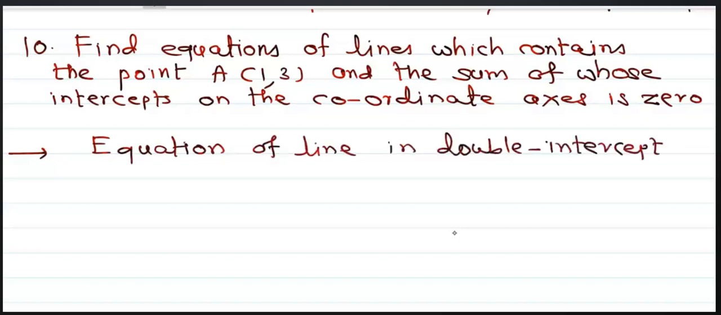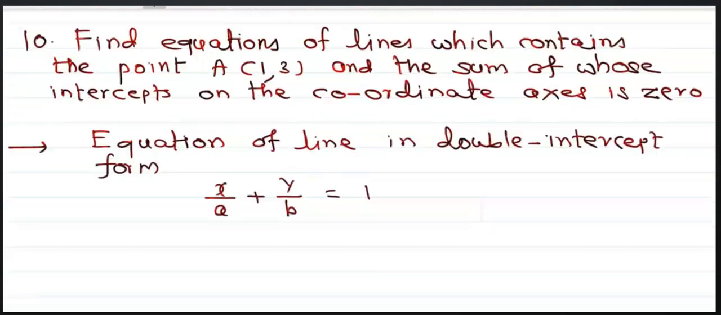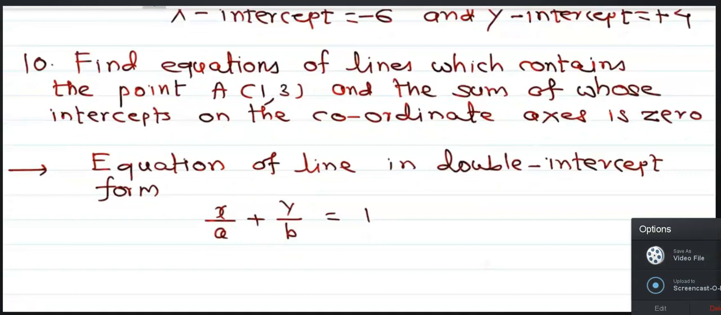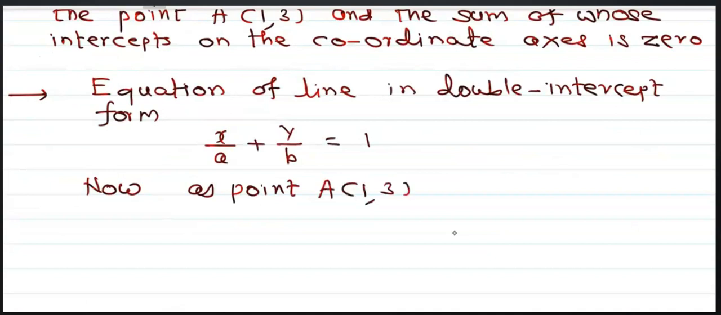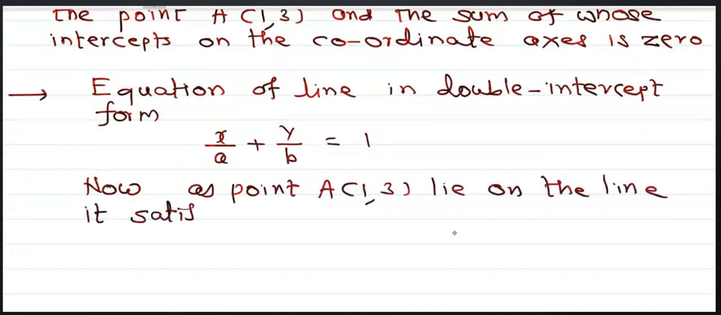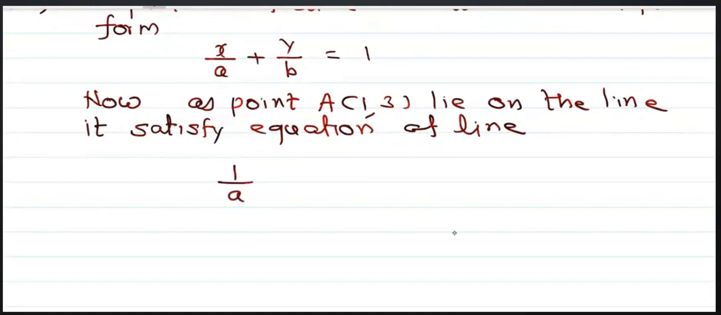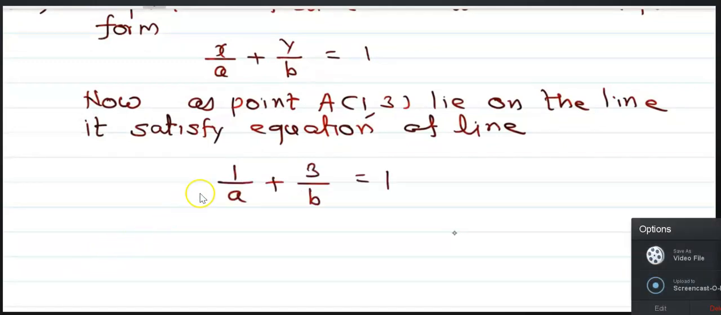The equation of the line in double intercept form is x upon a plus y upon b is equal to 1. Now as the point A is on the line, it satisfies this equation of the line. Therefore, we are substituting x is equal to 1 and y is equal to 3. That is 1 upon a plus 3 upon b is equal to 1.